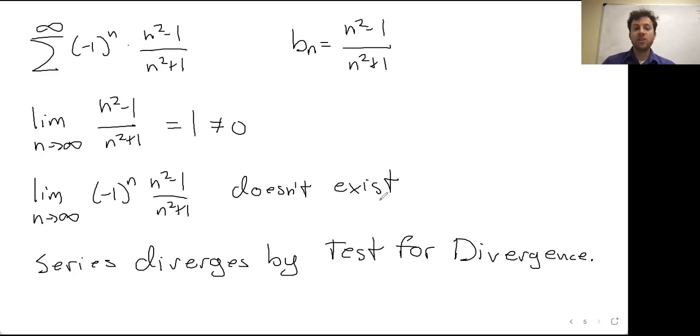So for alternating series, this is often the way that things will go. Take the limit of the non-alternating part. If it does go to 0, then also check that it's decreasing, and then you get to say it converges by the alternating series test. If it doesn't go to 0, then you actually get to back up and say, well, then the alternating version, that limit just doesn't exist, and then we can use the test for divergence.